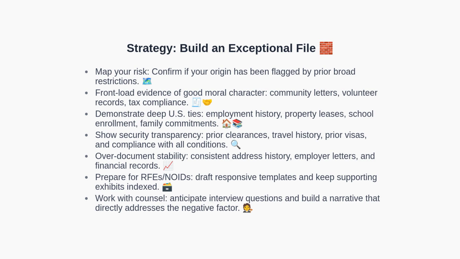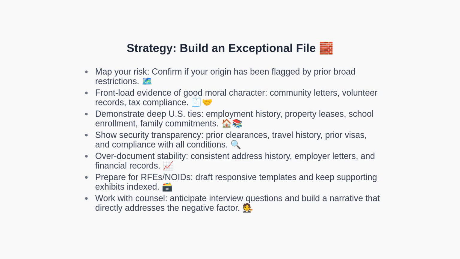To respond effectively, start by mapping risk. Identify whether your country of origin has been implicated in broad restrictions. Then front-load documentation of good moral character, including community letters, volunteer work, and tax compliance. Demonstrate strong U.S. ties, such as employment history, housing, education, and family commitments. Provide security transparency with thorough records of travel, visas, and compliance. Over-document stability with address and employment continuity and financial records.